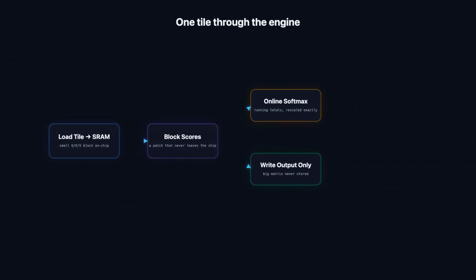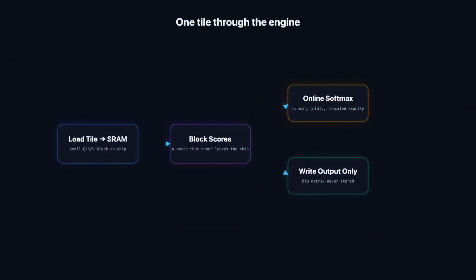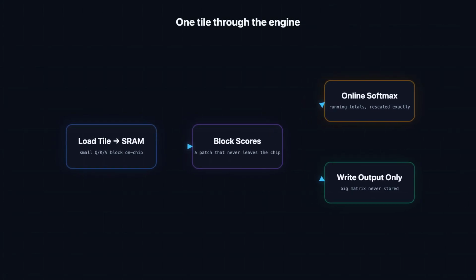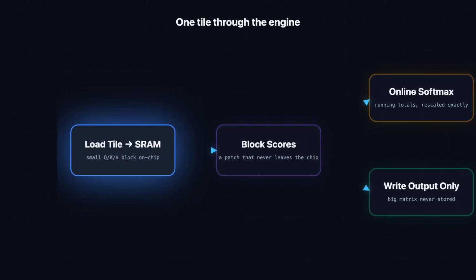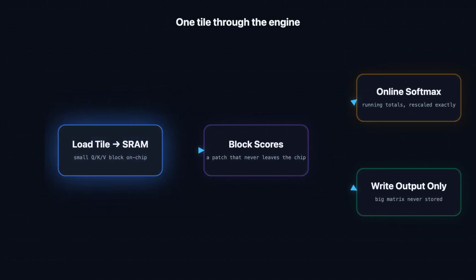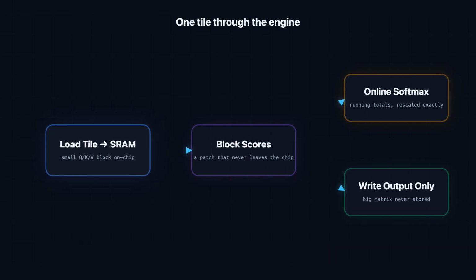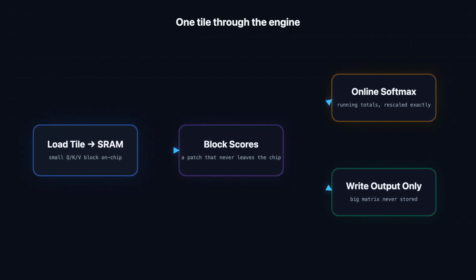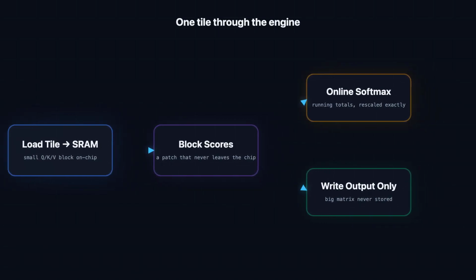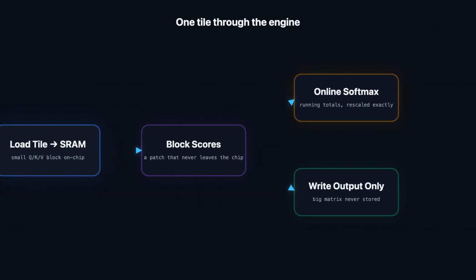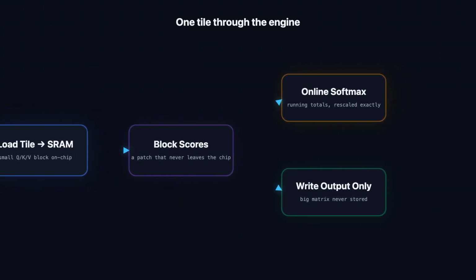Now, how does it get the right answer without ever materializing that matrix? Follow one tile through the engine. First, it pulls a small block of queries, keys, and values up from slow memory into fast on-chip SRAM. These tiles are tiny, so several of them fit in the fast memory that sits right next to the compute units. Nothing large is ever moved.